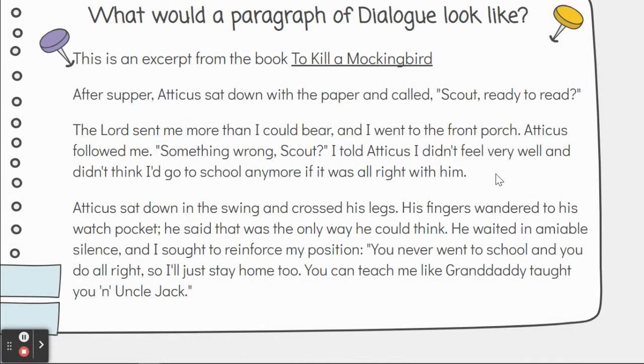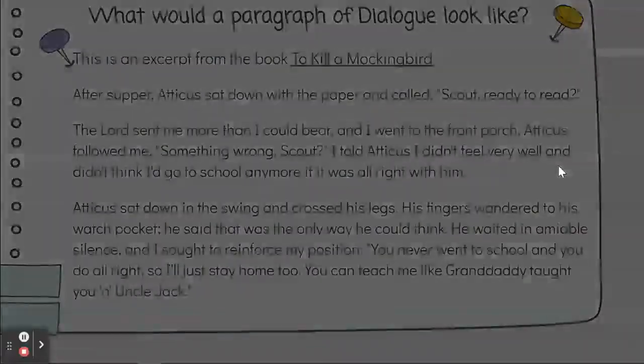Okay, so what would a paragraph of dialogue look like? If you want to see, I'm not going to read this to you because it's pretty long, but this is a little excerpt of the book To Kill a Mockingbird, which happened to be one of my favorite books reading in school. I believe I read it my freshman year of high school. Great book, highly recommended. But you can read this little excerpt from the book and see how dialogue is properly used in a story and how it transitions from the narrator speaking to a character, and it includes all the speaker tags. Okay, so definitely read this just for some clarity on that.